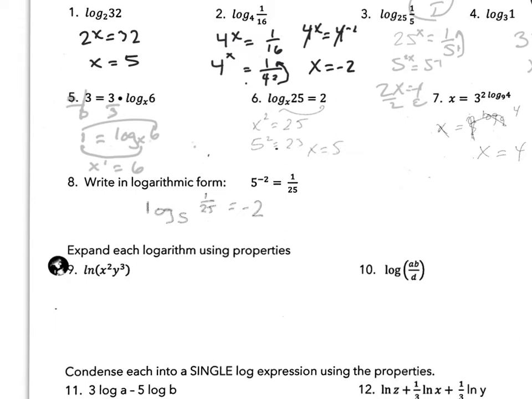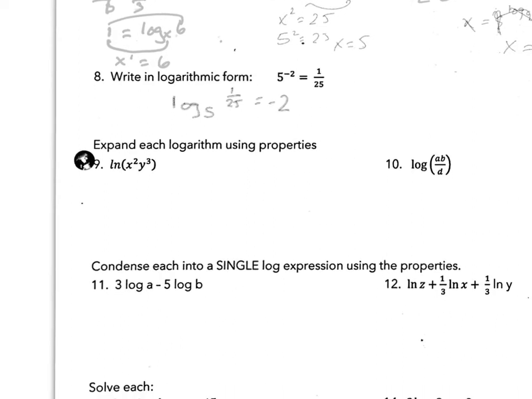There will be one problem, like 9 and 10, where you have to expand. So one problem like this. Remember powers come out in front. Multiplying is really adding. So we have the natural log of x squared plus the natural log of y to the third. Then you bring the powers in front of each one individually. 2 natural log of x plus 3 natural log of y.